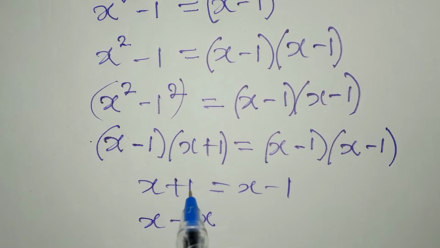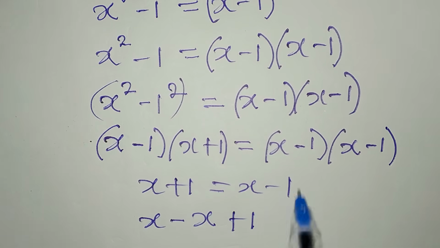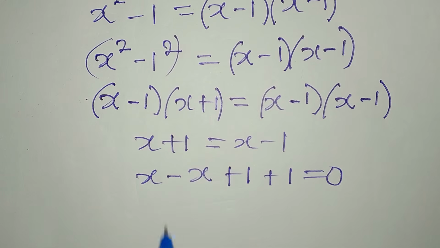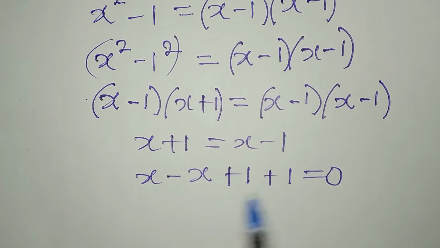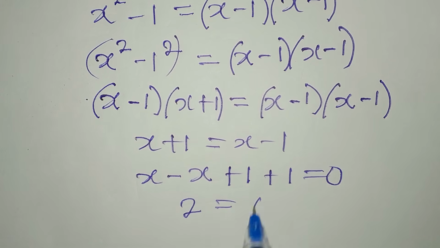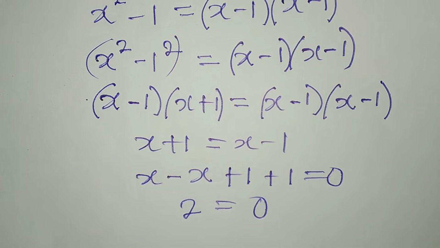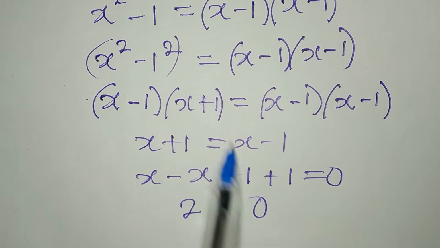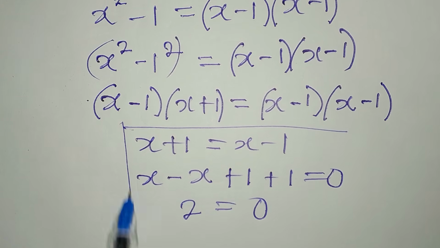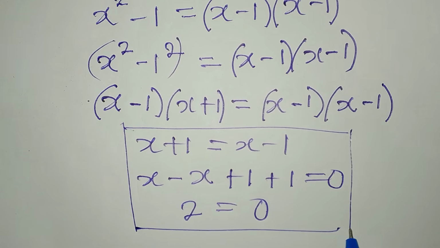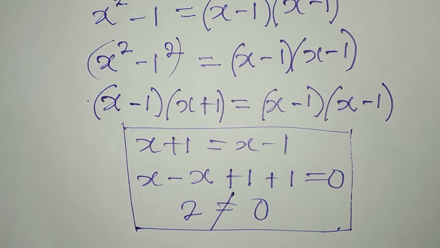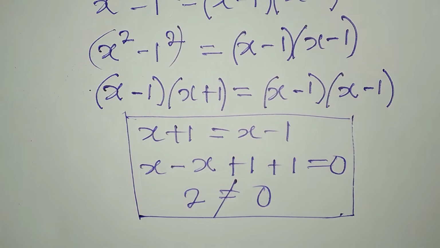minus x, right? And this is plus 1. Then this becomes plus 1. This is equal to 0. x minus x is 0. So 1 plus 1 is 2. And 2 will now be equal to 0. So what are we looking for? The x we are looking for is no longer there. So this is not okay, right? Because 2 cannot be equal to 0.